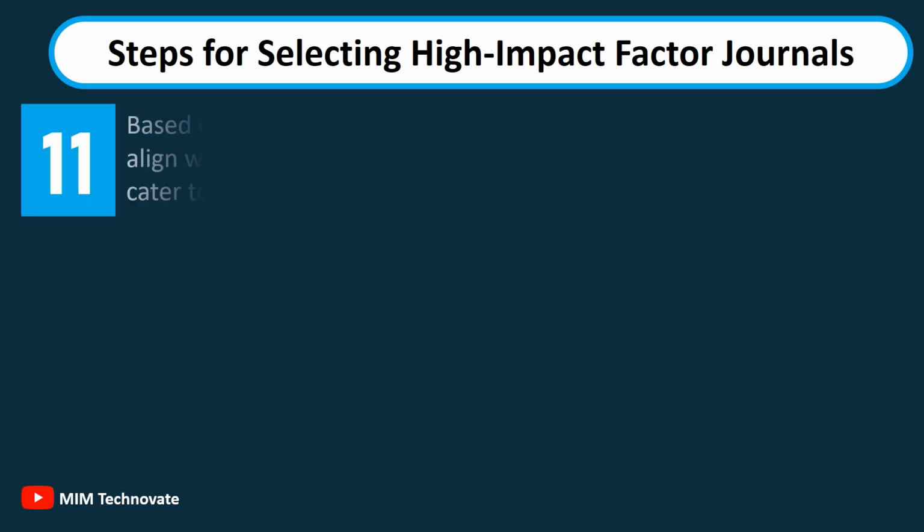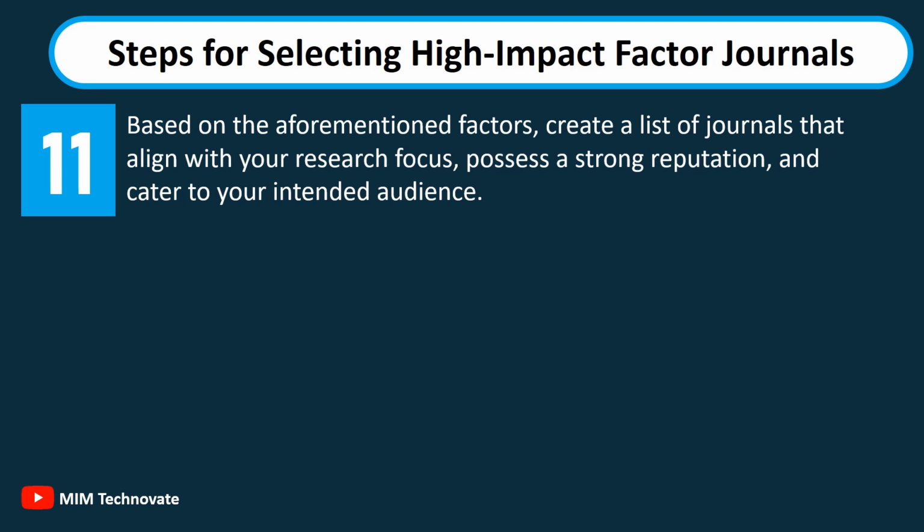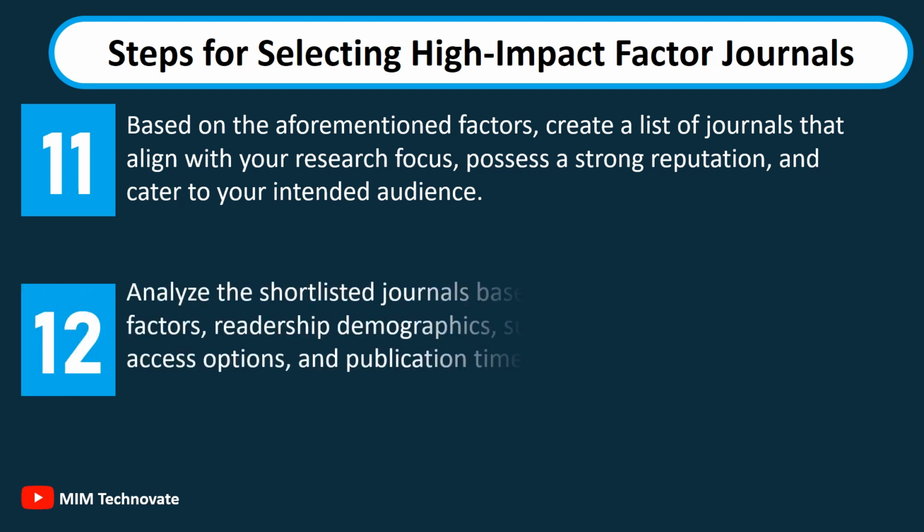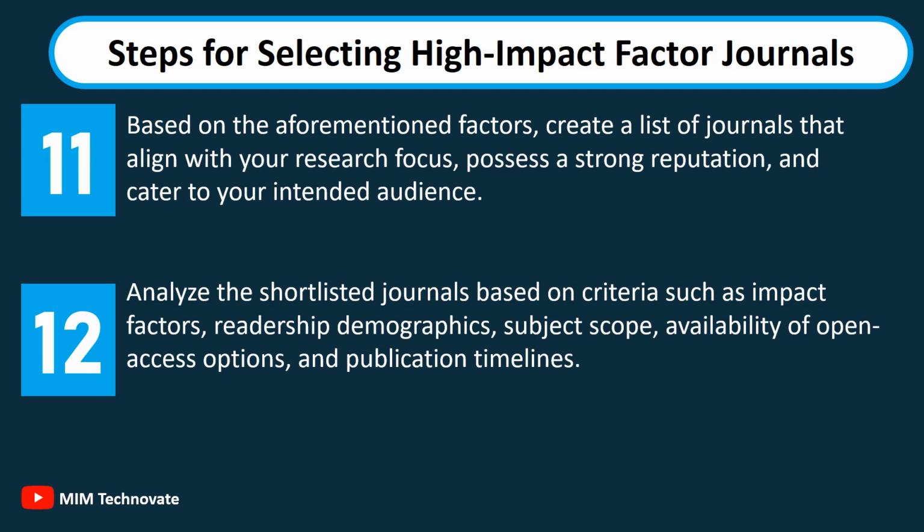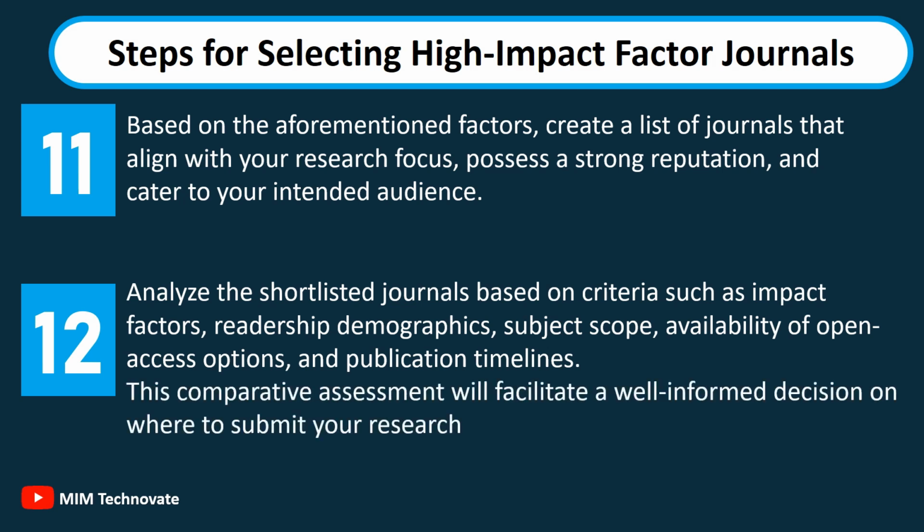Number 11. Based on the aforementioned factors, create a list of journals that align with your research focus, possess a strong reputation, and cater to your intended audience. Number 12. Analyze the shortlisted journals based on criteria such as impact factors, readership demographics, subject scope, availability of open access options, and publication timelines. This comparative assessment will facilitate a well-informed decision on where to submit your research.